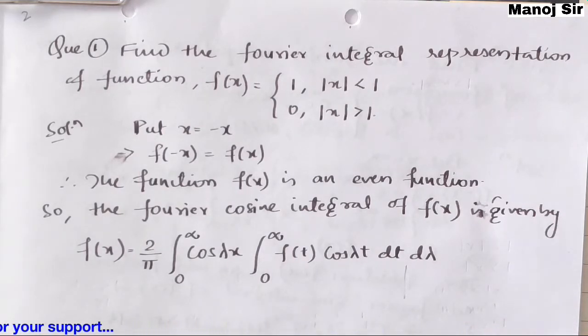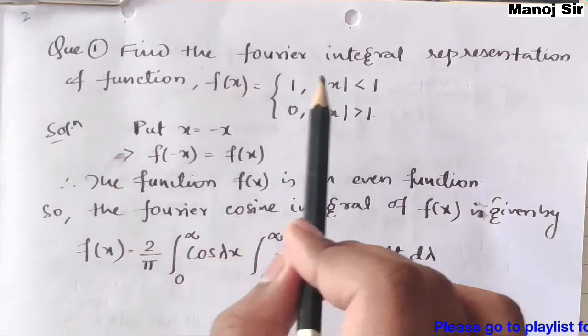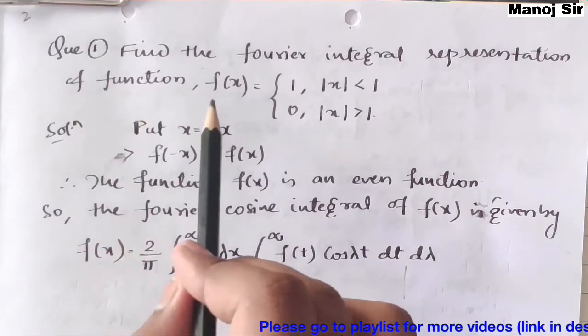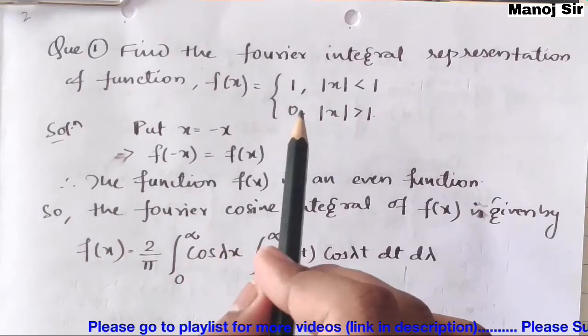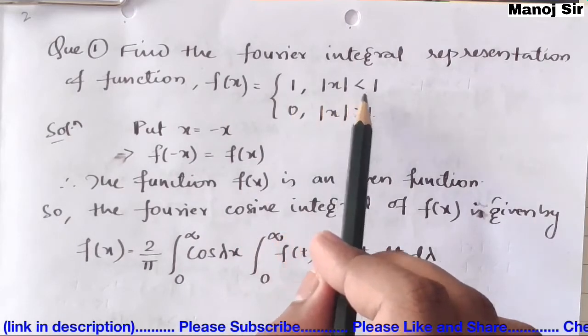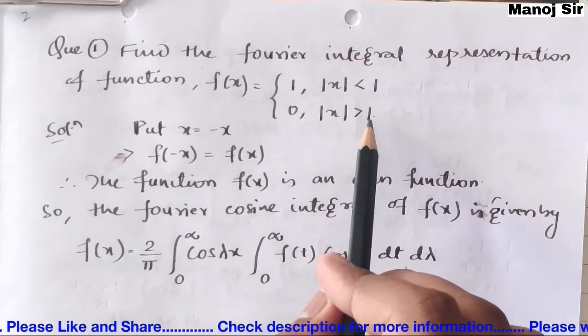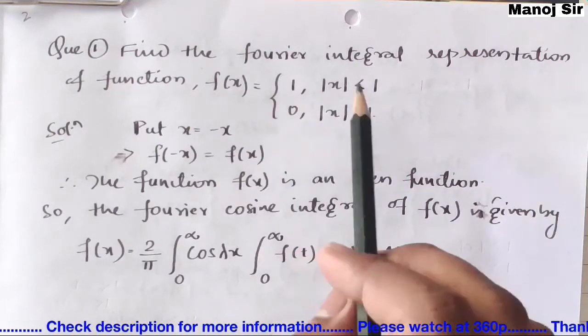Okay, so let us start with the very important problem. The question says, find the Fourier integral representation of the function f of x equals 1 when mod of x is less than 1, and f of x becomes 0 when mod of x is greater than 1. Okay, we need to find the Fourier integral.